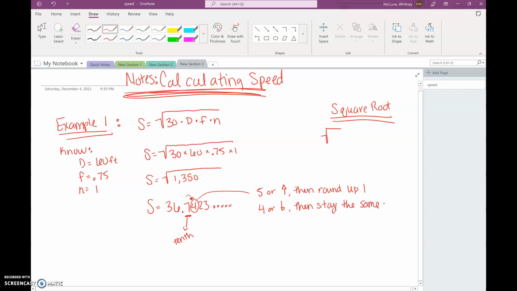Right. So our circled number here, we're trying to figure out what to do with that 7. Are we rounding it up or are we leaving it the same? So we're looking at the 4, the next number. It's a 4, and according to our rule, if it's 4 or lower, then it stays the same. So when we round, we're going to get 36.7 miles per hour. This is our final answer here.